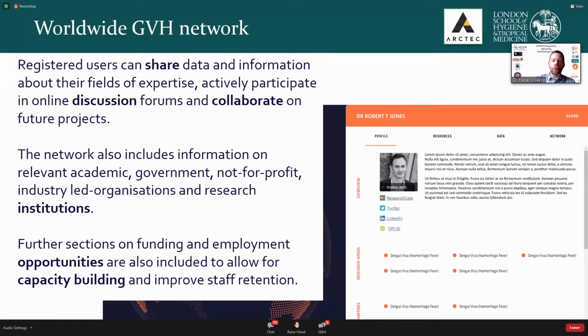As I said, we also have a worldwide network where users first need to register, and then they can share data and information about their fields of expertise. They can participate in discussion forums, and they can collaborate in future exciting projects. This also allows users to indicate their institutions, for instance any relevant government, academic, or not-for-profit organizations, likewise any industry-led organizations and research institutes. And we also have further sections on funding and employment opportunities, and training opportunities as well.